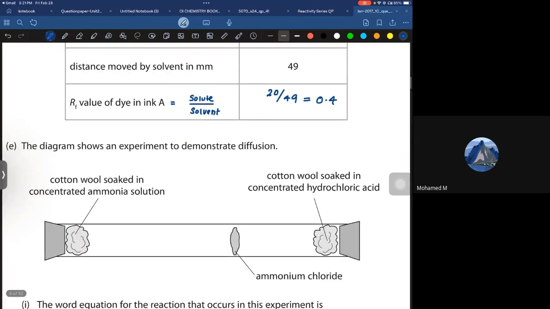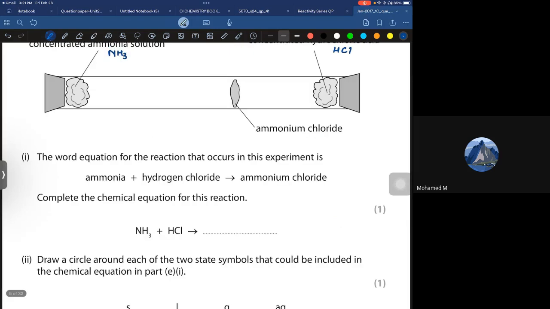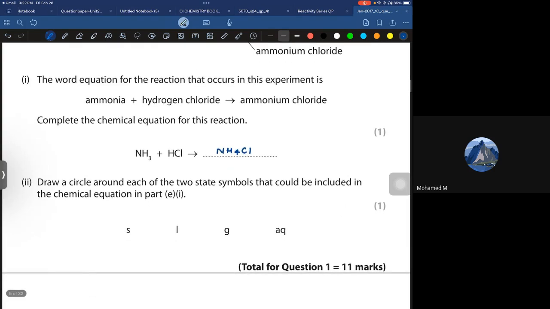The diagram shows an experiment to demonstrate diffusion. Cotton wool soaked in concentrated ammonia solution, basically this is NH3 solution, and cotton wool soaked in concentrated hydrochloric acid, that is HCl. So the word equation for the reaction that occurs in the experiment: ammonia is going to react with hydrogen chloride and form ammonium chloride, so the formula would be NH4Cl. Then the balanced equation. Draw a circle around each of the two state symbols that could be included in the chemical equation in part E, part 1.